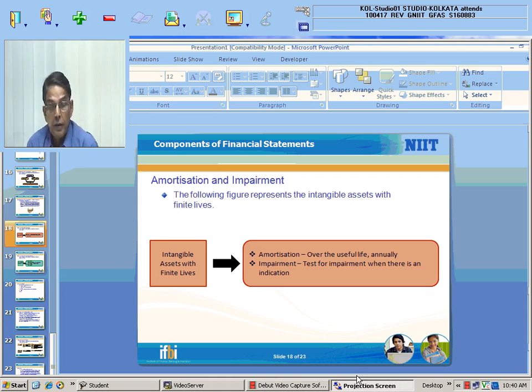So the depreciable amount is the cost of the asset or the amount substituted for the cost in the revaluation model less its residual value. Amortization shall commence when the asset is ready for use and shall cease when it is derecognized. So amortization will continue from the time when the intangible asset is ready for use, and it shall stop when it is derecognized.